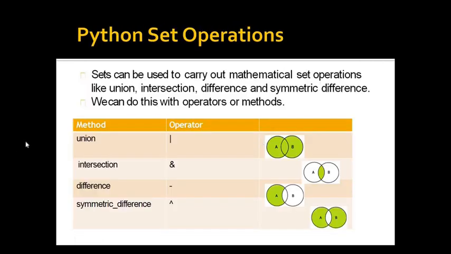Next, move to Python set operations. What are the various set operations? Sets can be used to carry out mathematical set operations like union, intersection, difference, and symmetric difference. We can do this with operators or methods. For union we use the pipe operator, for intersection we use the AND operator, for difference between two sets we use the minus sign, and symmetric difference means this. Let me show you all this by an example.